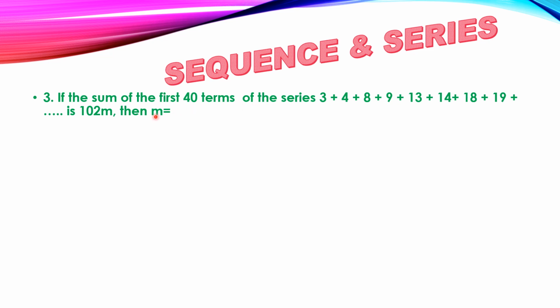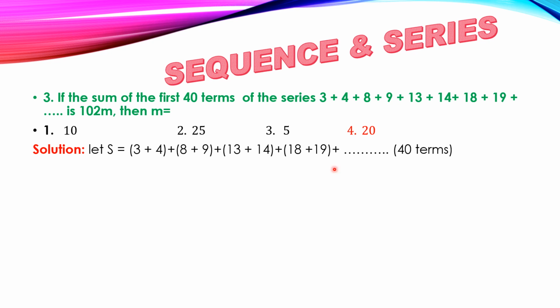Now the third one is: if the sum of the first 40 terms of the series 3 plus 4 plus 8 plus 9 plus 13 plus 14 plus 18 plus 19 plus and so on is 102 into m, then the value of m equals dash. Here the given options are 10, 25, 5, 20. So first we write the given series: 3 plus 4 plus 8 plus 9 plus 13 plus 14 plus 18 plus 19 plus and so on.